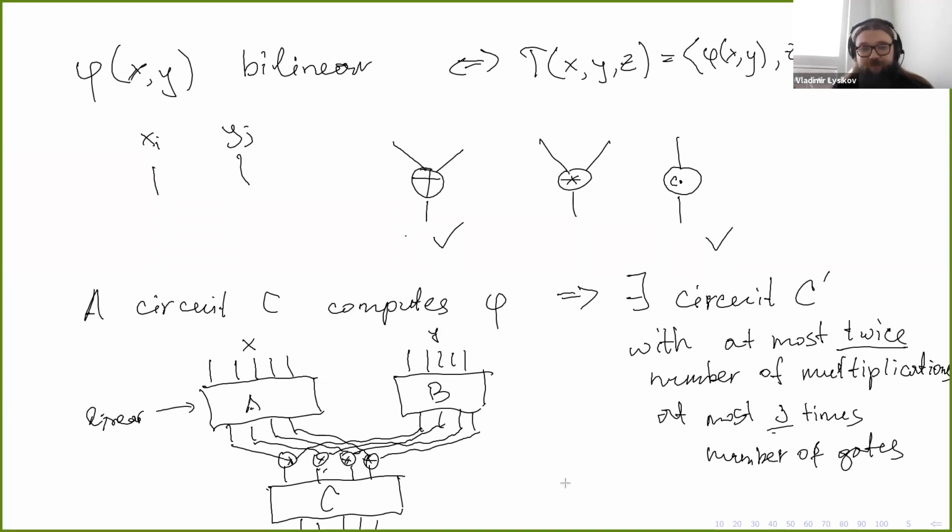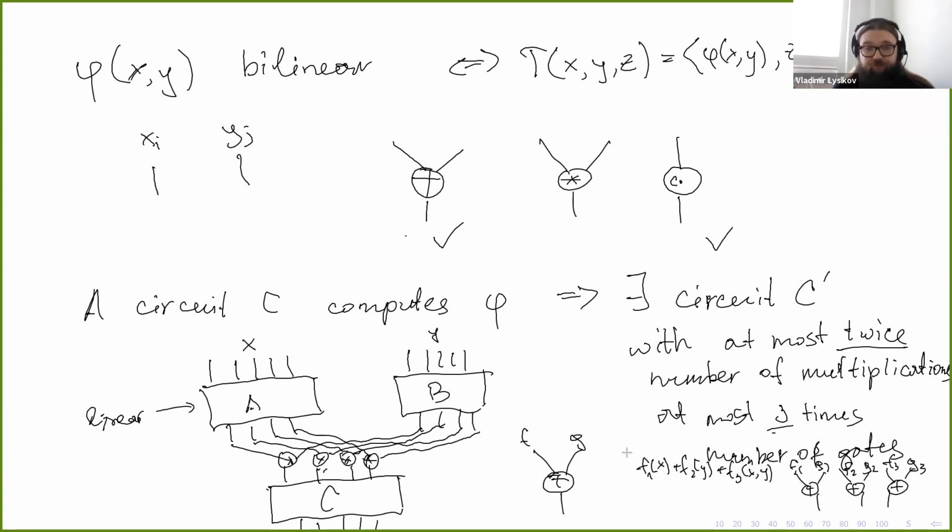And then, for example, if we have an addition gate and inputs f and g have the form f1 of x plus f2 of y plus f3 of xy, and g is the same, we can just replace this addition gate by 3 addition gates for F1, F2, and F3: F1, G1, F2, G2, F3, G3.